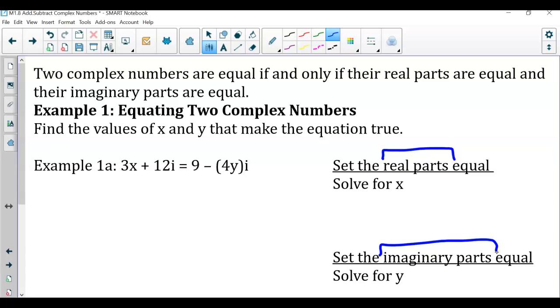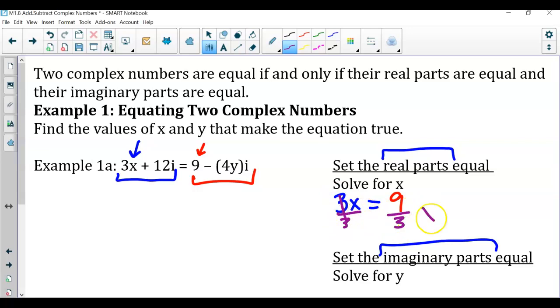So in this case, looking on the left side here, notice how we have 3x as our real part. So I'm going to have 3x equal to, now on the right side, our real part is 9. Now I can go through and just solve. Well, you would just divide by 3, and x is equal to 3.